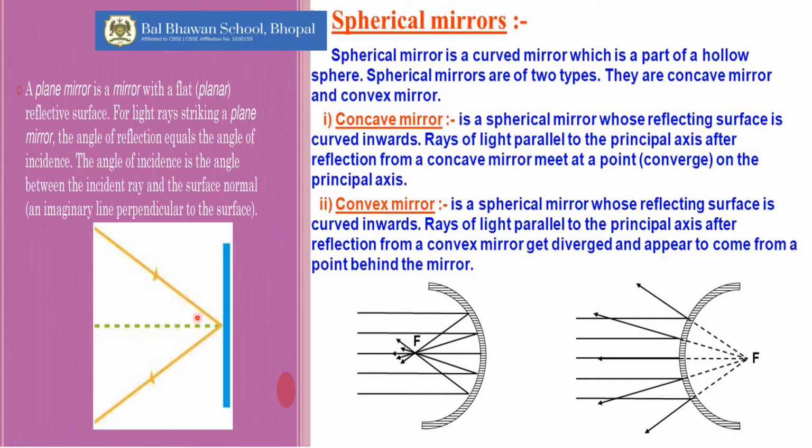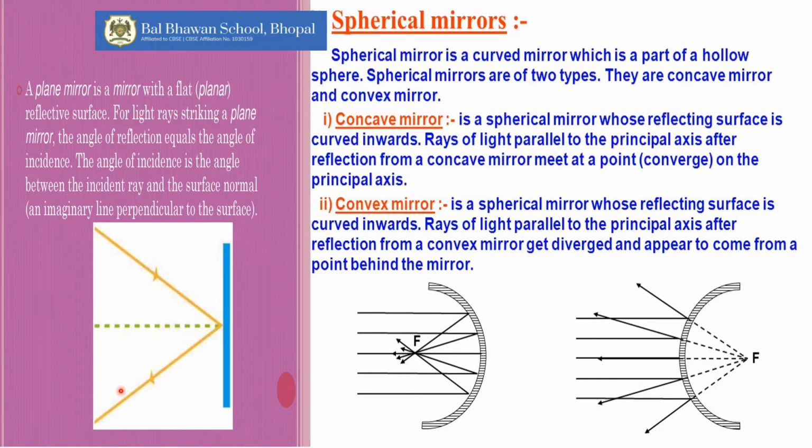Now, let us see what a plane mirror is. A plane mirror has a flat reflective surface, and when light rays strike a plane mirror, the angle of reflection equals the angle of incidence. Now let us see what the angle of incidence and angle of reflection are. The angle of incidence is the angle between the incident ray and the normal.